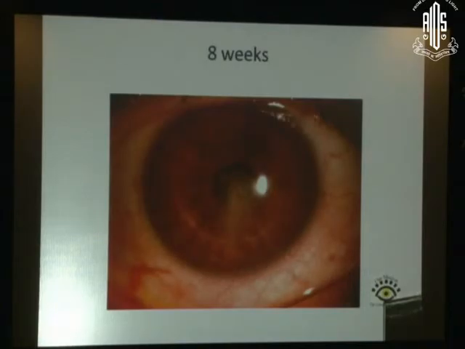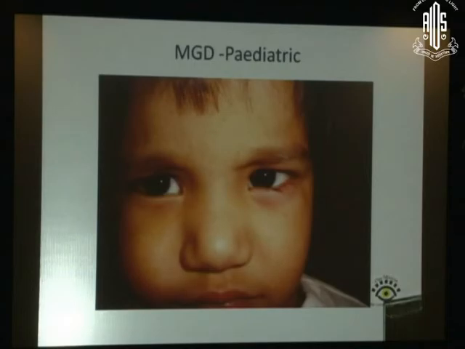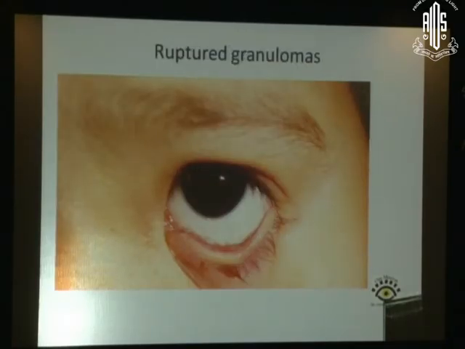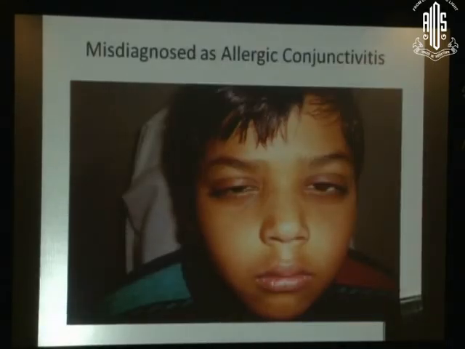And this MGD is not restricted to the adult population. You will see it even in children less than 5 years of age. This is a 1.5-year-old child. They don't show you on the slit lamp, but you have to see the right eyelid is appearing normal, the left eye lower lid is bulky. If you evert, multiple ruptured granulomas are visible. Sometimes we treat them just like allergy because they show thickened lids and redness, but these patients respond very well to meibomian gland treatment.